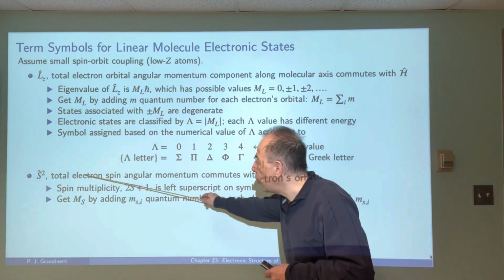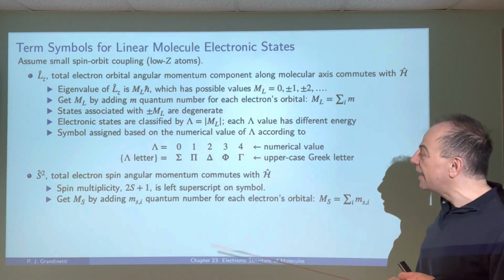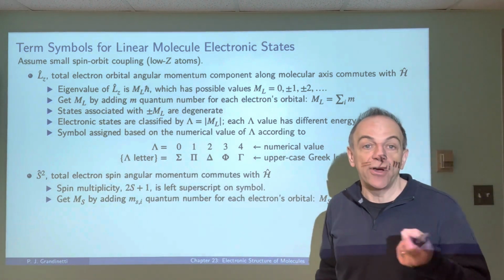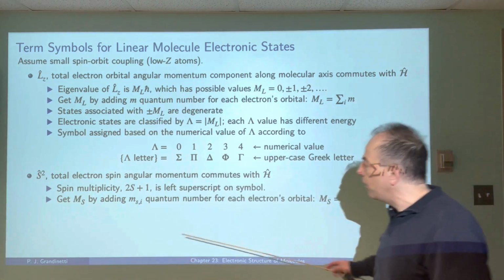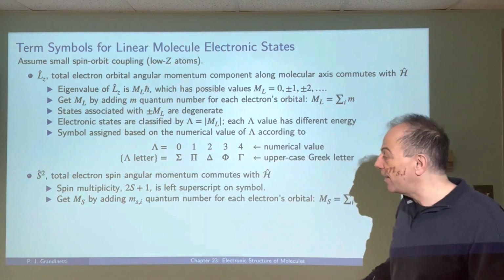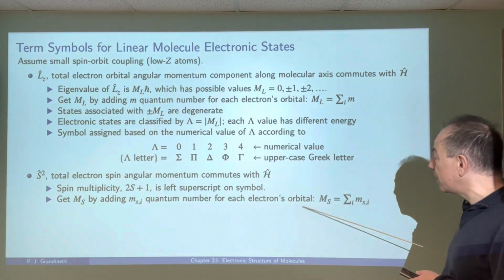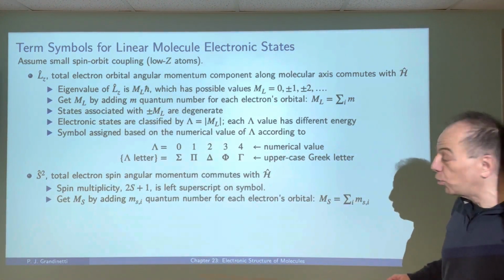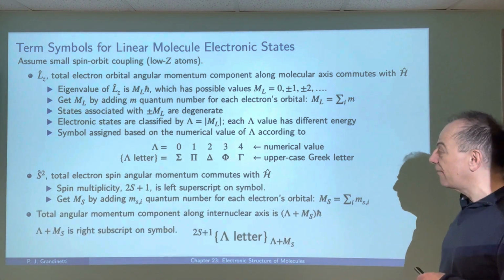Similarly, the total electron spin angular momentum operator does commute with the Hamiltonian, and so we're going to be using the spin multiplicity just like we did with the atomic term symbols, and we're going to need to get the M_S values by adding up the individual m_s values for all the electrons in the individual molecular orbitals. So we'll add them all up to get the total M_S value.